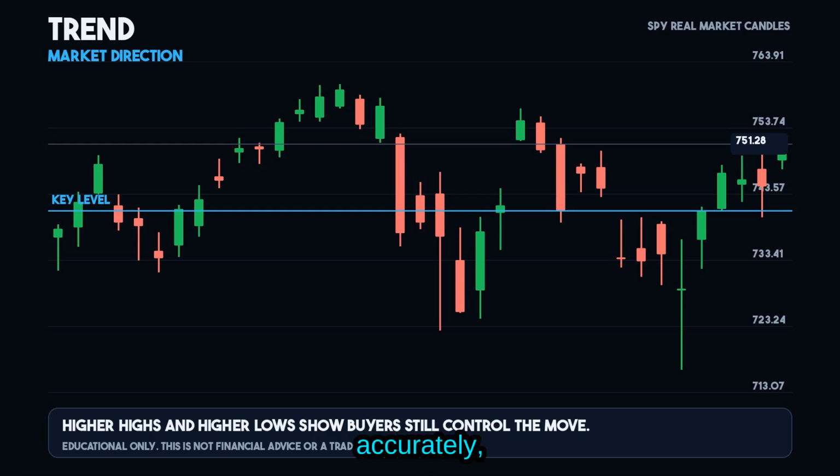To draw a trend line accurately, you should wait for at least 3 or 4 points to form before connecting them. This will give you a reliable line that's not prone to false signals. Let's look at an example.